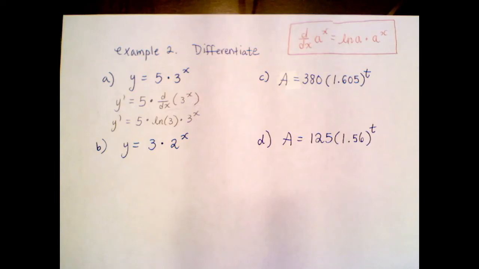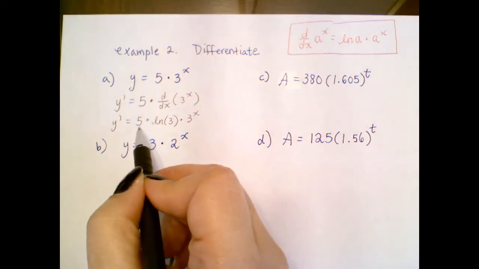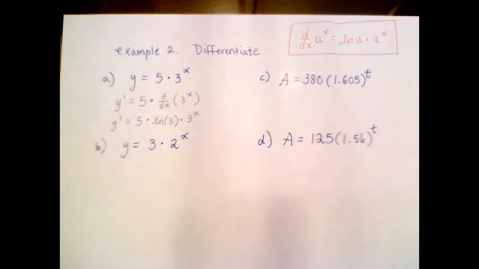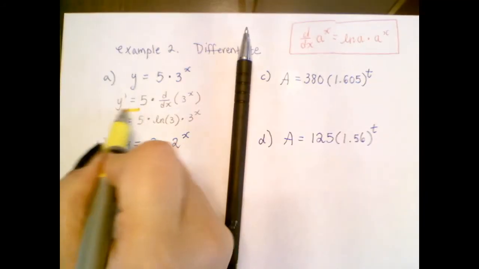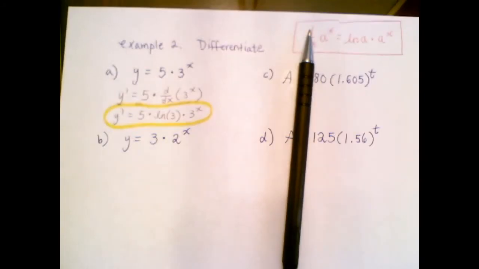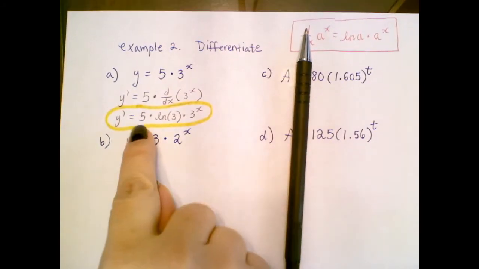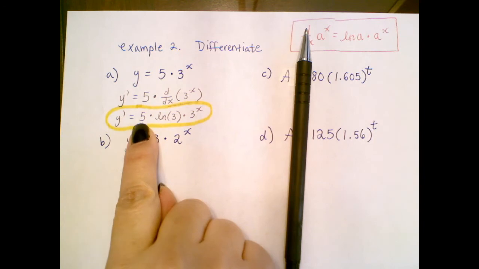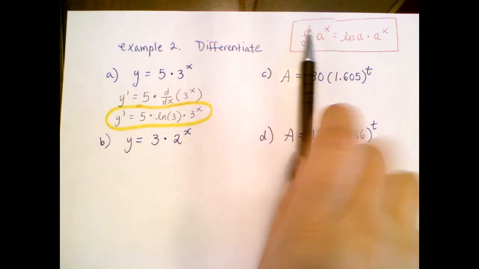And now let's think if there's any way for us to make this look any better. Well, we cannot multiply anything here. I mean, for me, this is fine. 5 times natural log of 3 times 3 to the x power. So that awkward little 5 is still in front of it. Everything else is still the same.